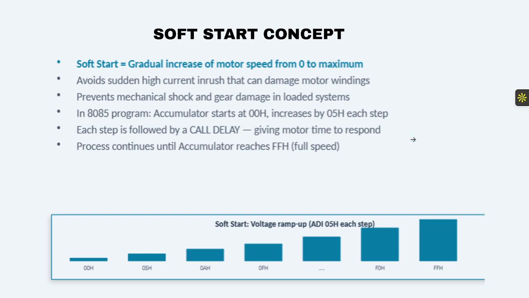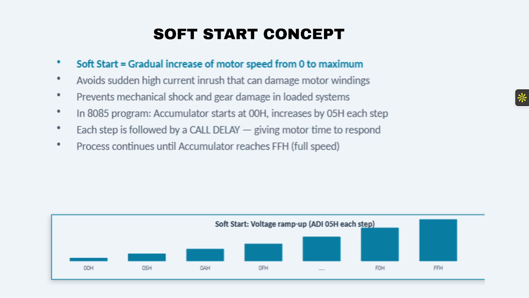Next, we will discuss the concept of soft start. Soft start means gradually increasing the motor speed from zero to maximum. Why do we need this? To avoid the sudden high current inrush that can damage the motor windings, and to prevent mechanical shock and gear damage in loaded systems.